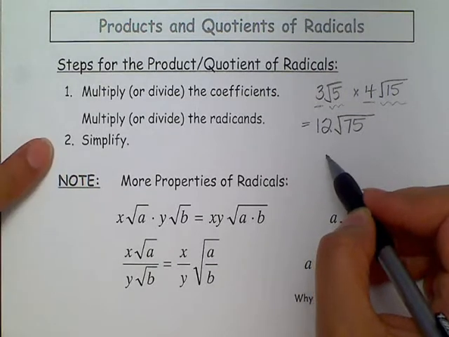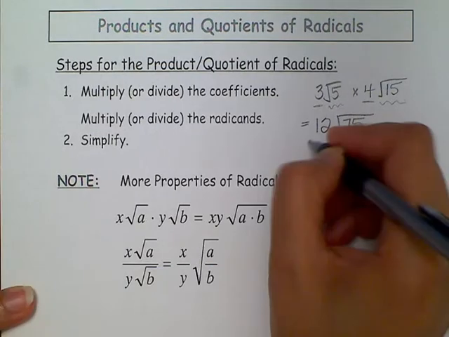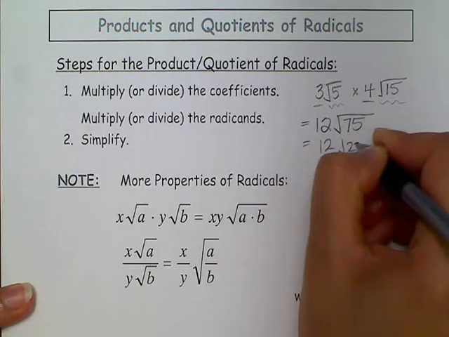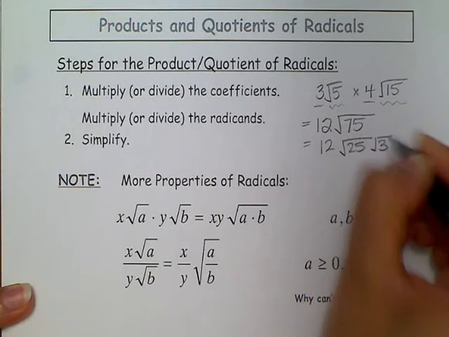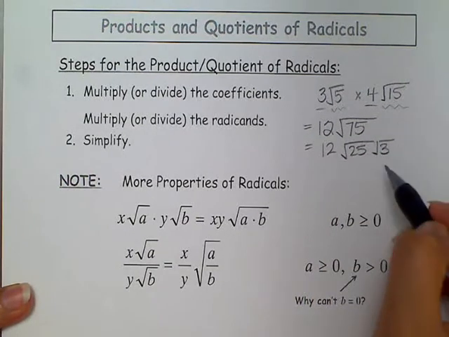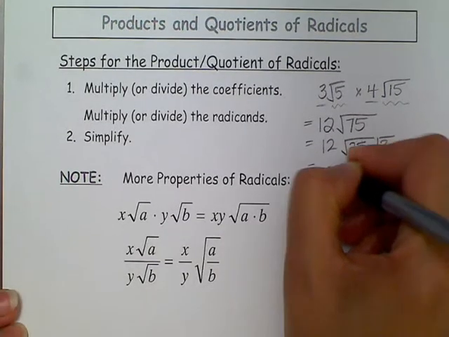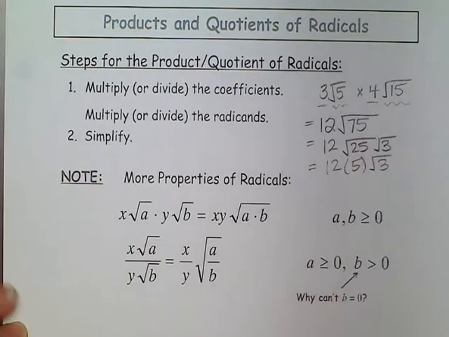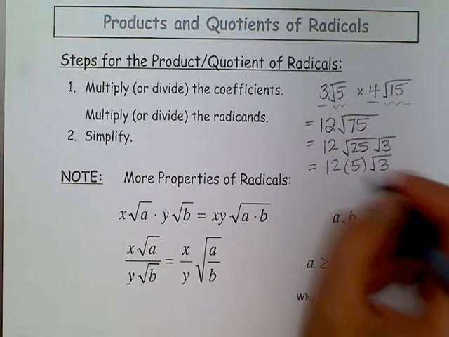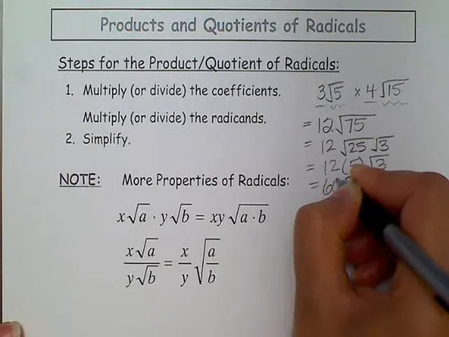So the next step is to simplify. And I know I can simplify the square root of 75. That would give me 12 times the square root of 25 times the square root of 3. So I broke down 75 into 25 and 3. And then I know the square root of 25 is equal to 5. And this is all multiplication. And so I get 12 times 5, which is 60. And then I have 60 times the square root of 3.